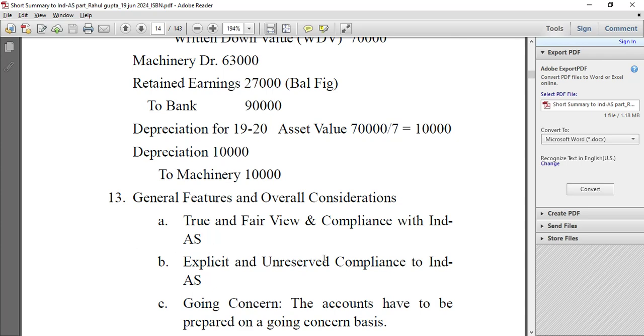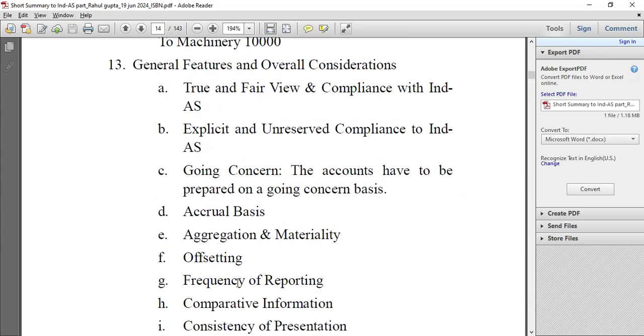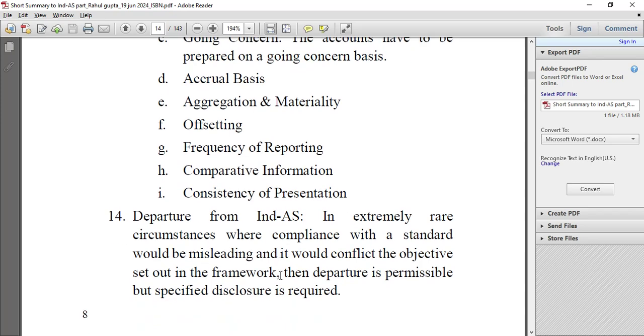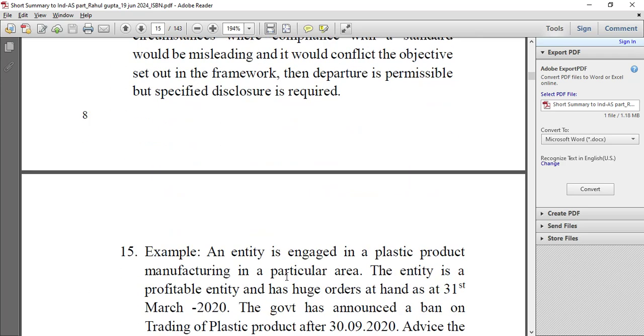General features and overall consideration. True and fair view of compliance with Ind-AS. Explicit and unreserved compliance to Ind-AS. Going concern: accounts have to be prepared on the basis of going concern, accrual basis, aggregation and materiality, offsetting, frequency of reporting, comparative information, consistency of presentation. In extremely rare circumstances where compliance with the standard would be misleading and it would conflict with the objective set out in the framework, the departure is permissible, but specified disclosure is required.